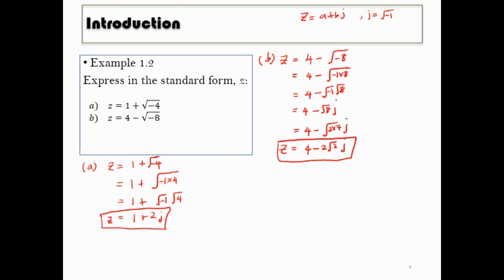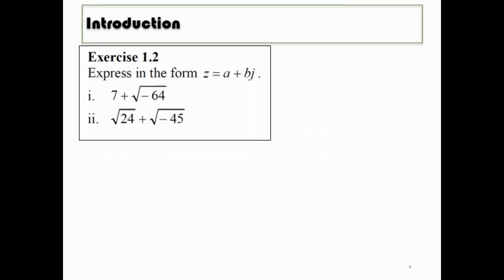So can you give the answer in point? Yeah, it's also correct. If you calculate 2 square root of 2 and give the answer in point, it's also correct, and give your answer in 4 decimal places. So next is the exercise. Okay, let us try to do this exercise, or you do it. Make sure you get the correct answer.